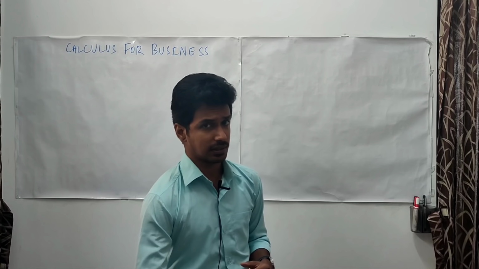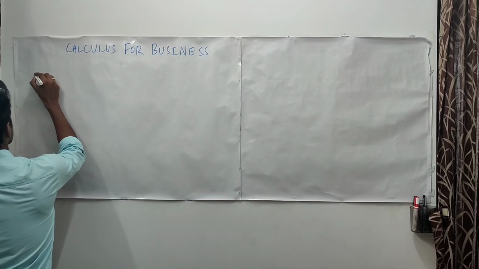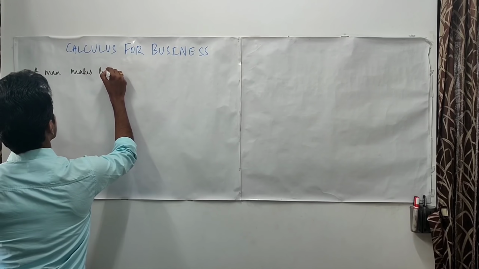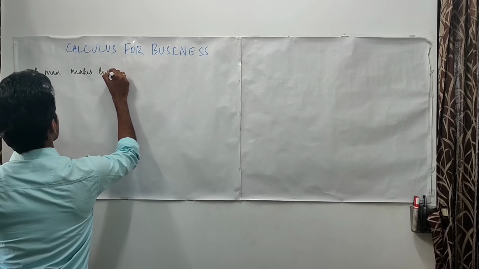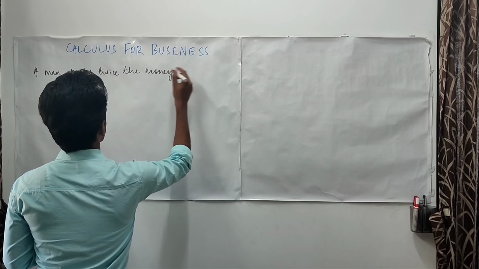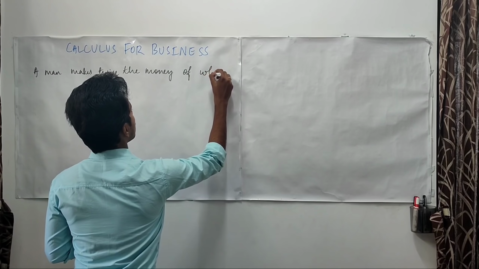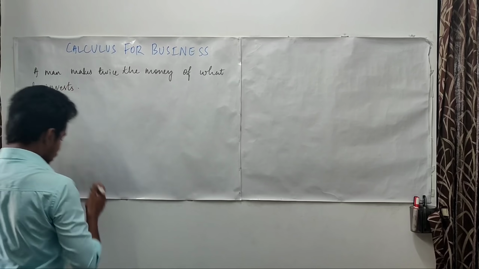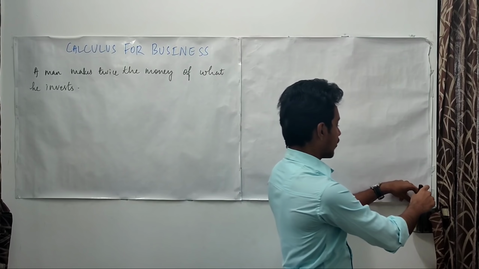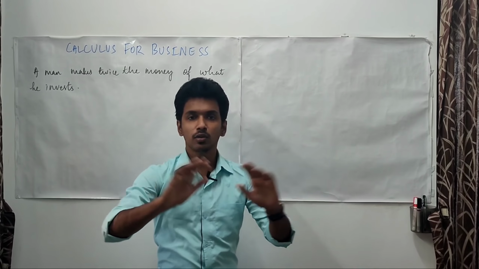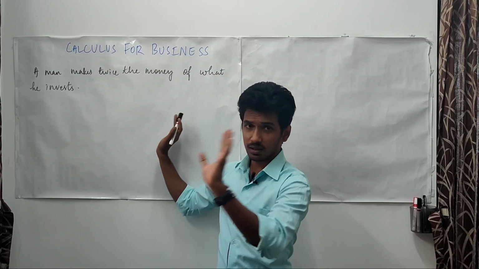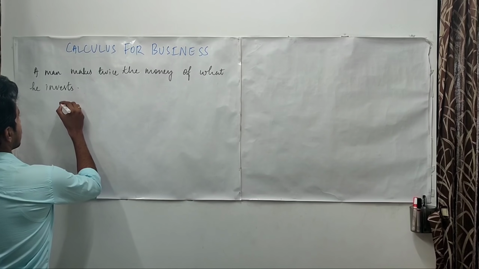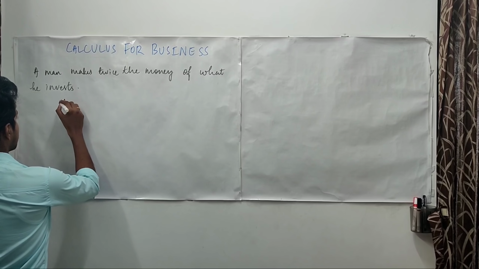Let us start with the case where a man makes twice the money of what he invests. This is the scenario. This we will have to convert into mathematical terms. If something is given like this, what do we do? He makes twice of that, right?